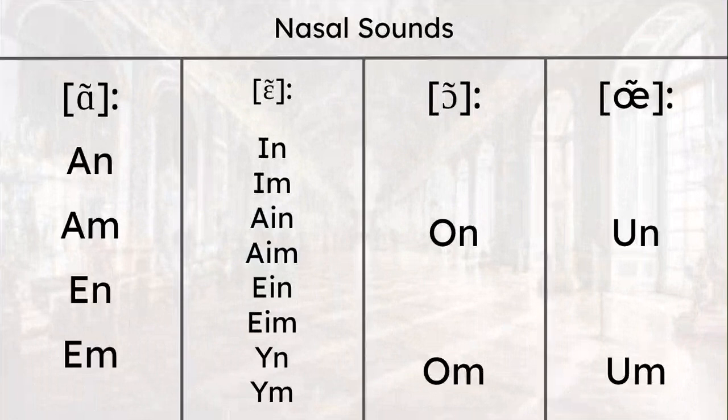Okay. In French, there are nasal vowels, like many languages, and they are written with a vowel, then an M or an N, but the N and the M aren't pronounced. So here are the four groups. The first one makes the sound an, so A-N, A-M, E-N, E-M. And then in, which is I-N, I-M, A-I-N, A-I-M, E-I-N, E-I-M, Y-N, Y-M. On, which is O-N and O-M. And un, which is U-N and U-M. So an, in, on, un. Okay.